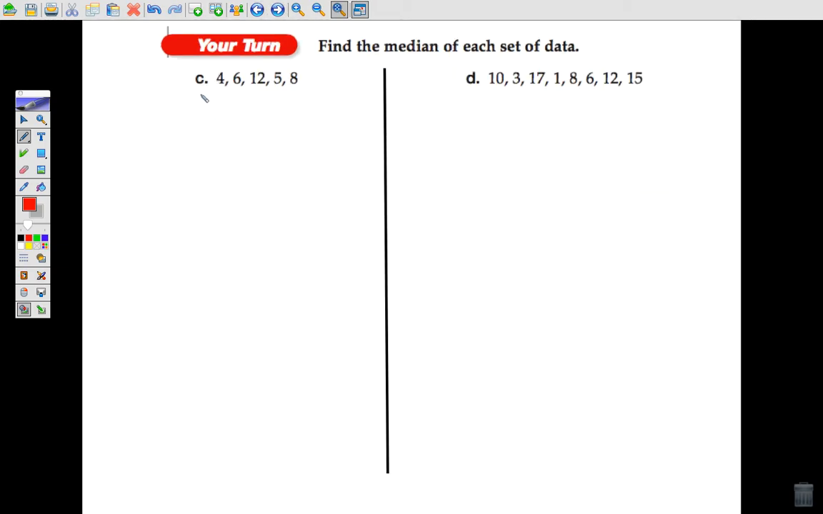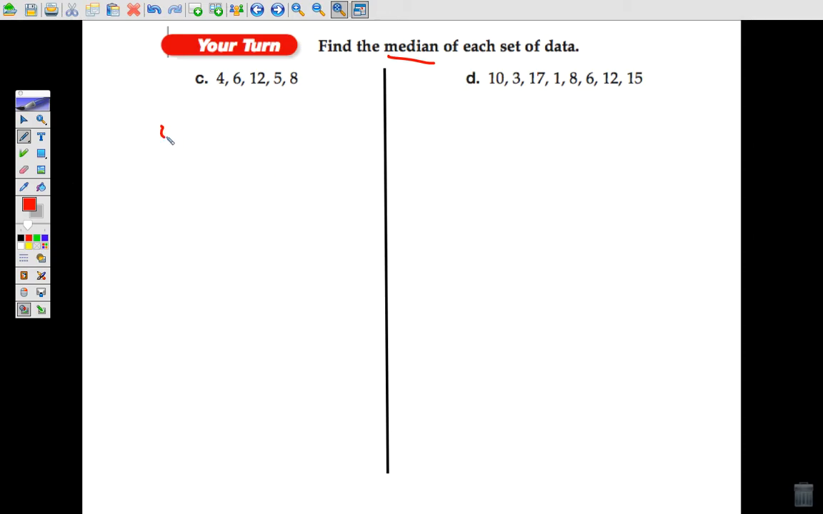Let's do the median of these two sets of data. Once again, stop the video real quick and rewrite these. When you're finding the median, it's important, you can't just start crossing things off unless they're in numerical order. So for the first one, stop the video, come back, see how you did.